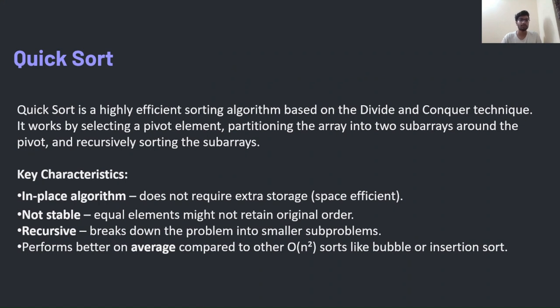So quicksort is a highly efficient sorting algorithm based on the divide and conquer technique. It works by selecting a pivot element, partitioning the array into two subarrays around the pivot, and recursively sorting the subarrays. A few characteristics to note about quicksort are that it is an in-place algorithm, which means that it does not require any extra storage to store the subarrays.